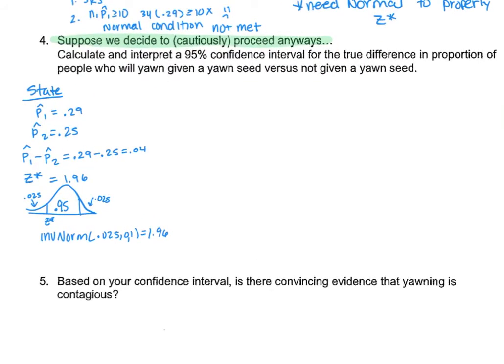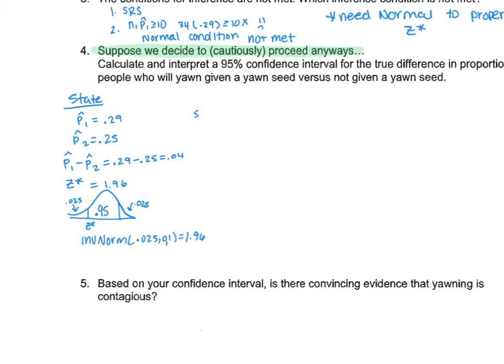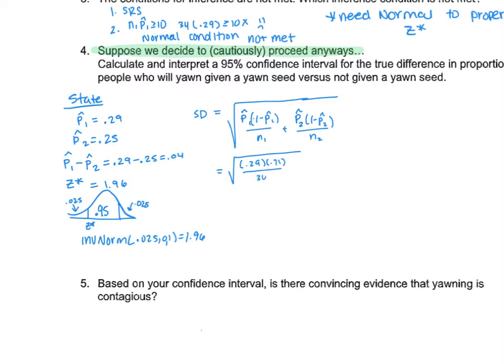Next, we're going to calculate our standard deviation, or our standard error. That's going to be p hat 1 times 1 minus p hat 1 over n1 plus p hat 2 times 1 minus p hat 2 over n2. If we plug that in, we get 0.29 times 0.71 over 34 plus 0.25 times 0.75 over 16. That equals 0.13.